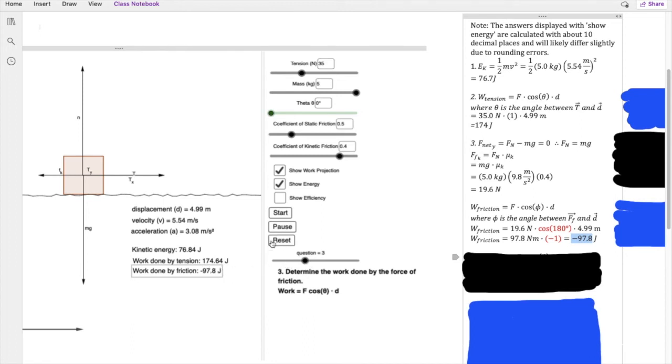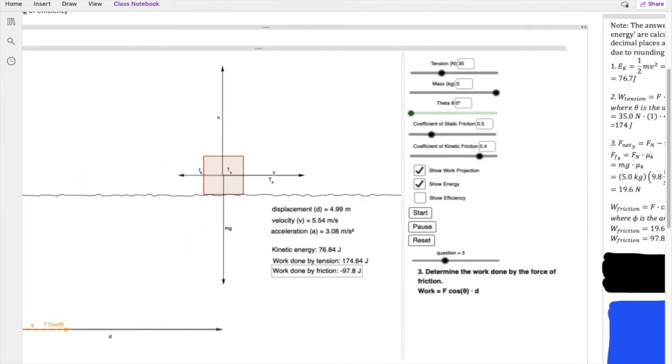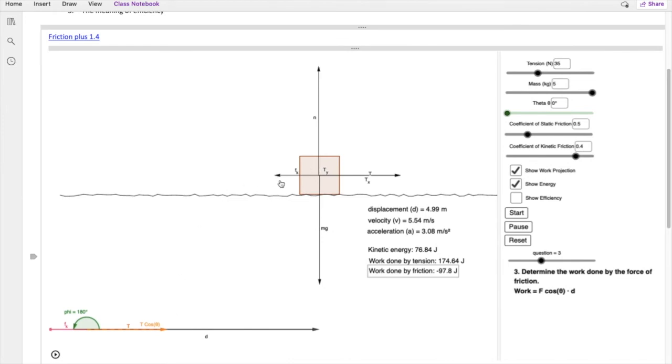So how can work be negative? We can think about it in terms of, well, what is the force of friction doing here? Is it adding energy to the block, or is it taking energy away from the block?